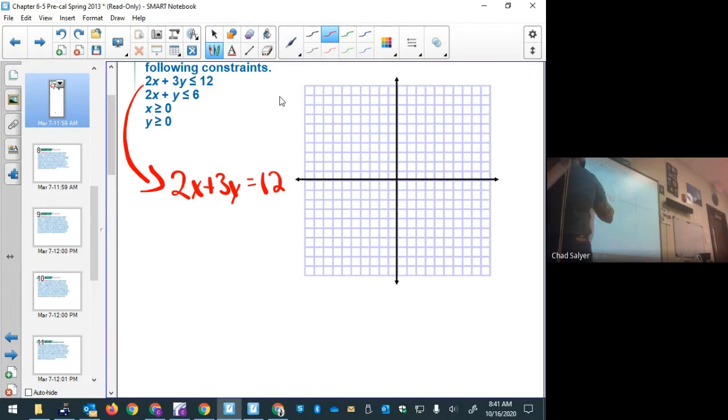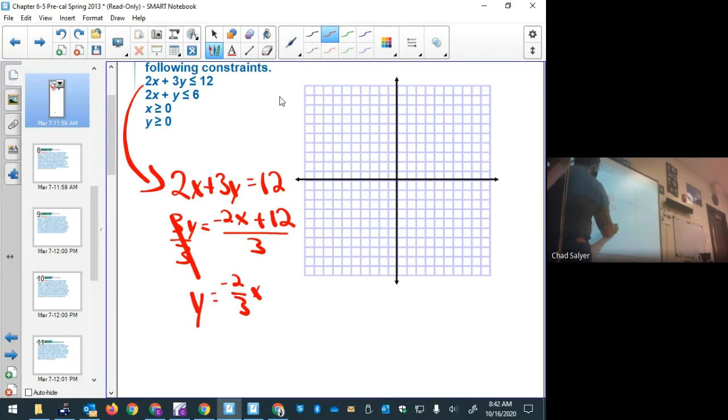So let's move this to slope-intercept form. So I've got 3y equals negative 2x plus 12. And if I divide both sides by 3, I get y equals negative 2 over 3x plus 4. So this is the boundary in slope-intercept form. So tell me what my y-intercept is here, Grace.